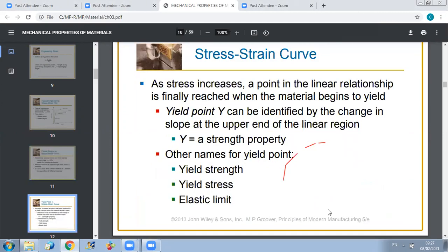Now, the yield point, as we said, can be identified by the change in slope at the upper end of the linear region, and it is a strength property of the material. We have several names for the yield strength. We can call it yield strength, yield stress, or elastic limit. All of these notations are for the yield point.